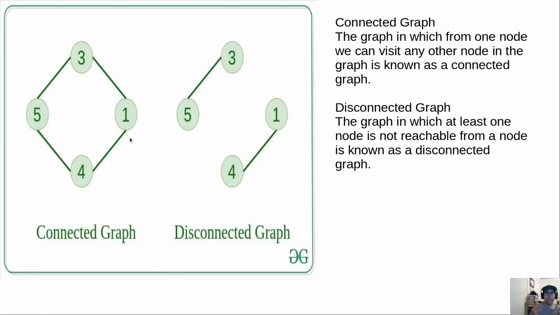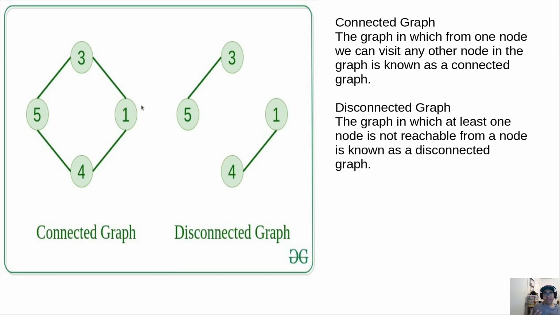All right, let's talk about connected graph and disconnected graph. So a connected graph is where, from one node, I can visit all the other nodes. So what I mean is from one node, I can visit any node on the graph. So, for example, from 5, I could visit 4, and then from 4, I could visit 3. And 3, let's say I start from 3, I could visit all the nodes. If I start from 5, I could visit all the nodes.